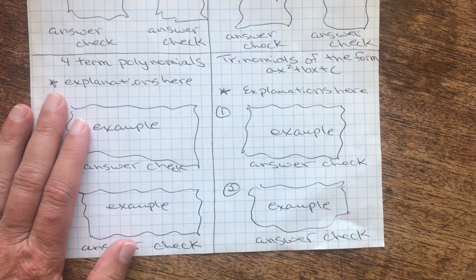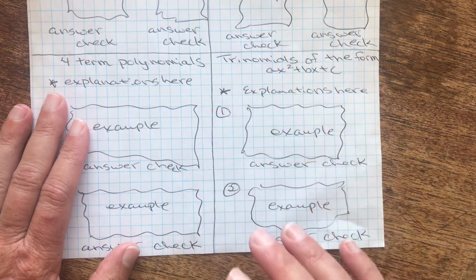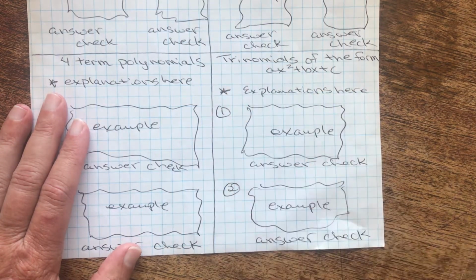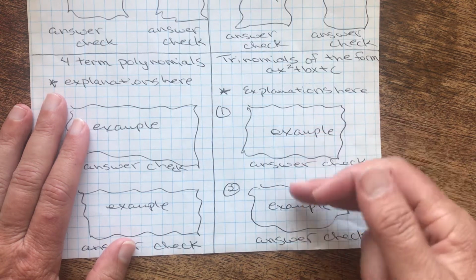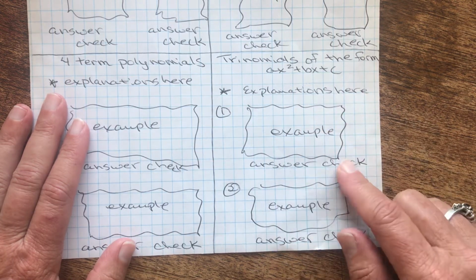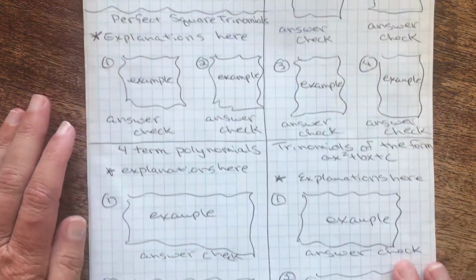And last but not least, on your poster, trinomials of the form ax squared plus bx plus c. This is that one where you're splitting the middle term. So you're going to share how you know it's this style, how do you tackle this style with words, maybe some good details and explanations. 2 examples would be great, and then an answer check and another answer check.